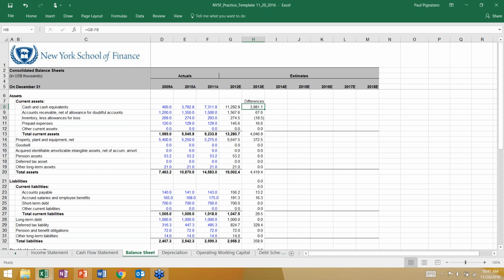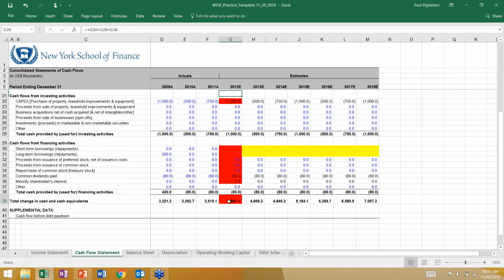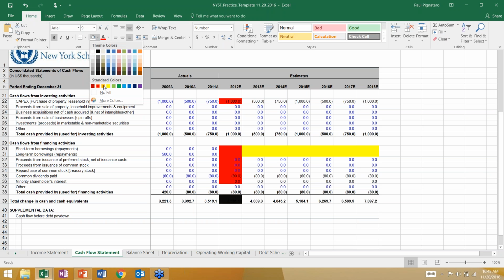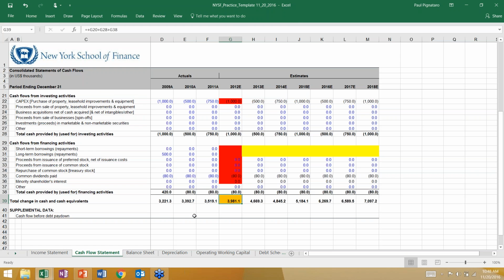So for example, which cash flow statement line item drives cash and cash equivalents? Obviously, changes in cash and cash equivalents. And what direction is it going? It's going up. So the difference is 3981.1. Cash has gone up by 3981.1. Meaning in my model, I should see plus 3981.1 in the cash flow statement. And I do. So this link is fine. And I'm going to highlight this, let's say a different color, to indicate I've checked that line.